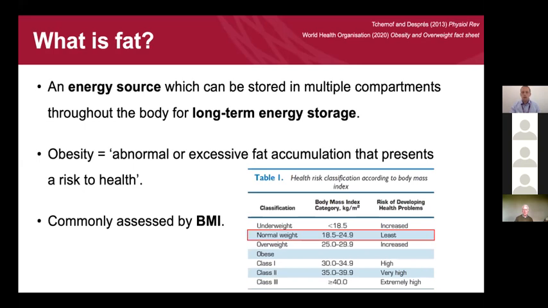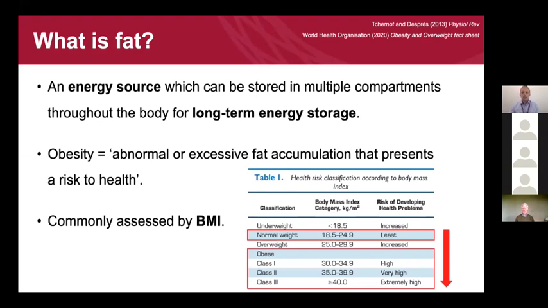Firstly, we define normal weight as a BMI of 18.5 to 24.9, and this is associated with the lowest risk to our health. Generally, as our BMI increases, so too does our risk of developing health problems such as high blood pressure, high cholesterol, high blood sugar, cardiovascular disease, type 2 diabetes. Obesity is defined as a BMI of 30 or greater.